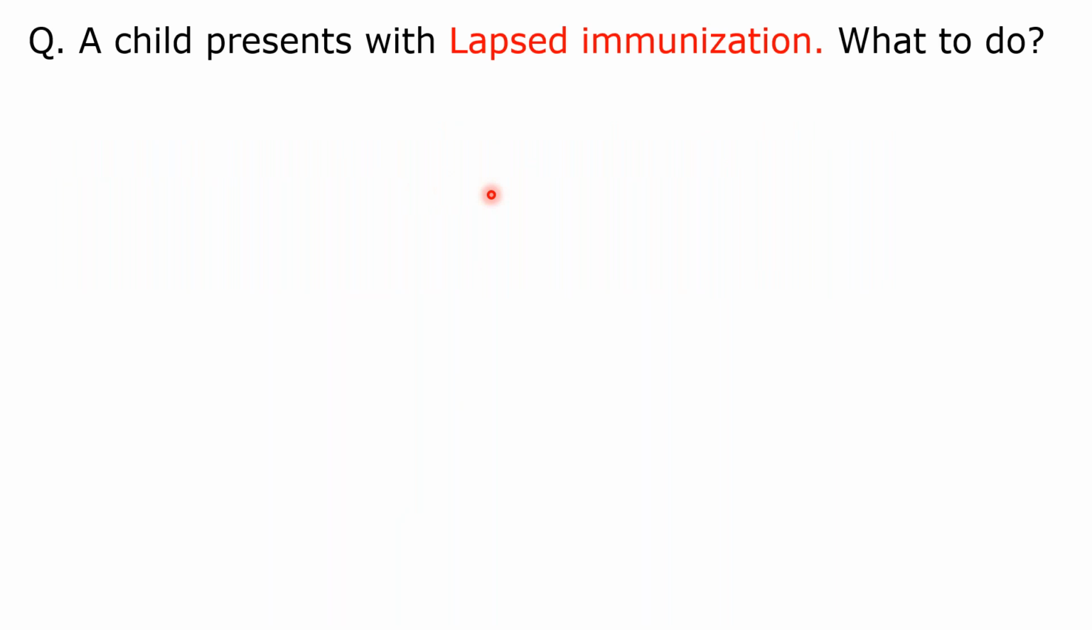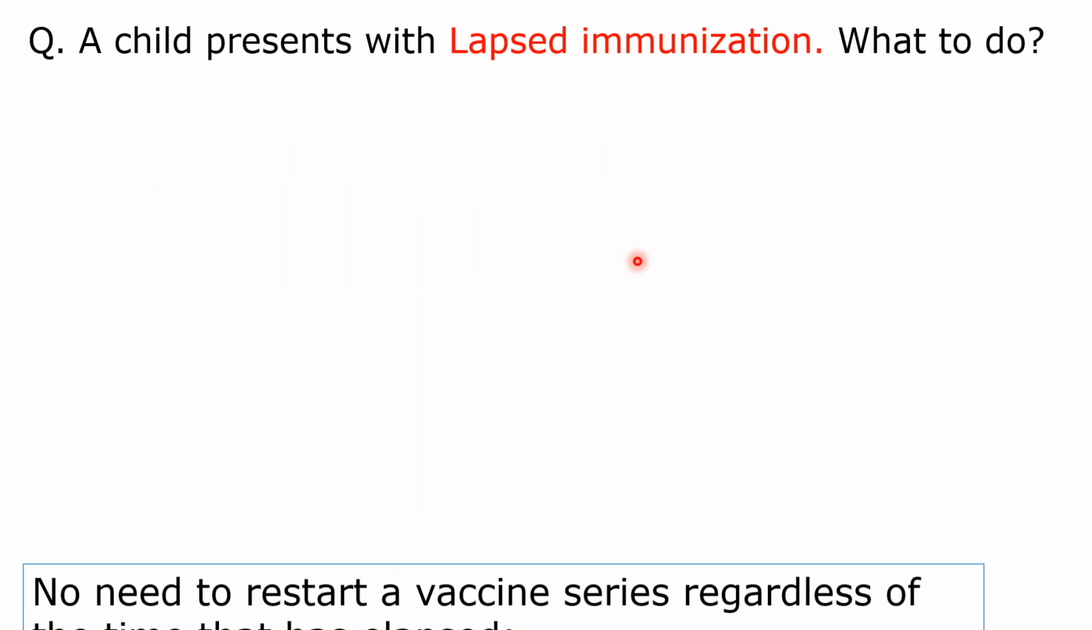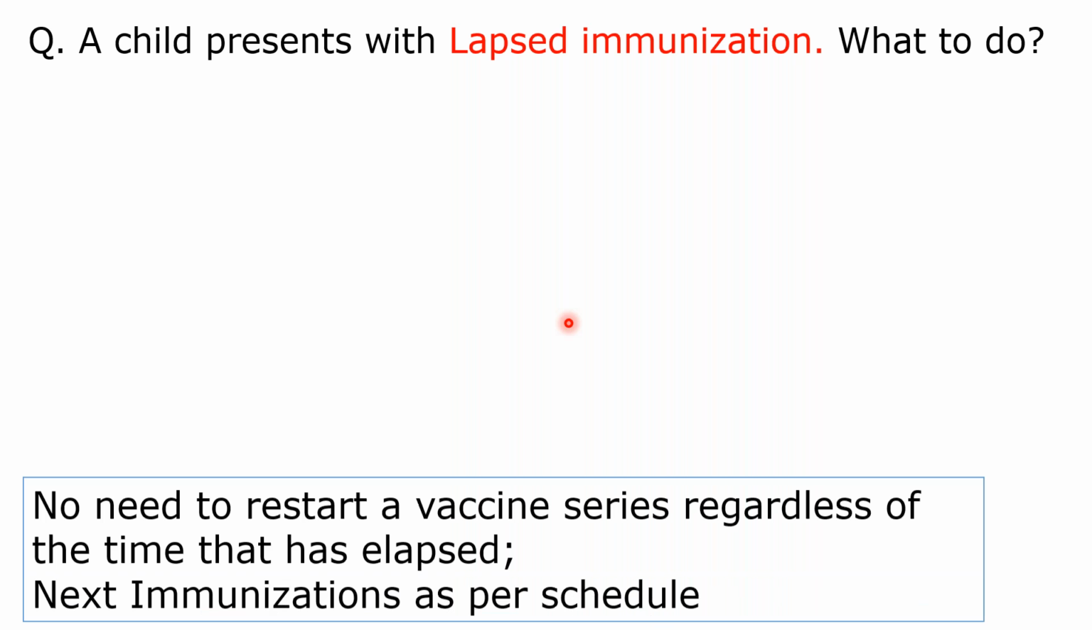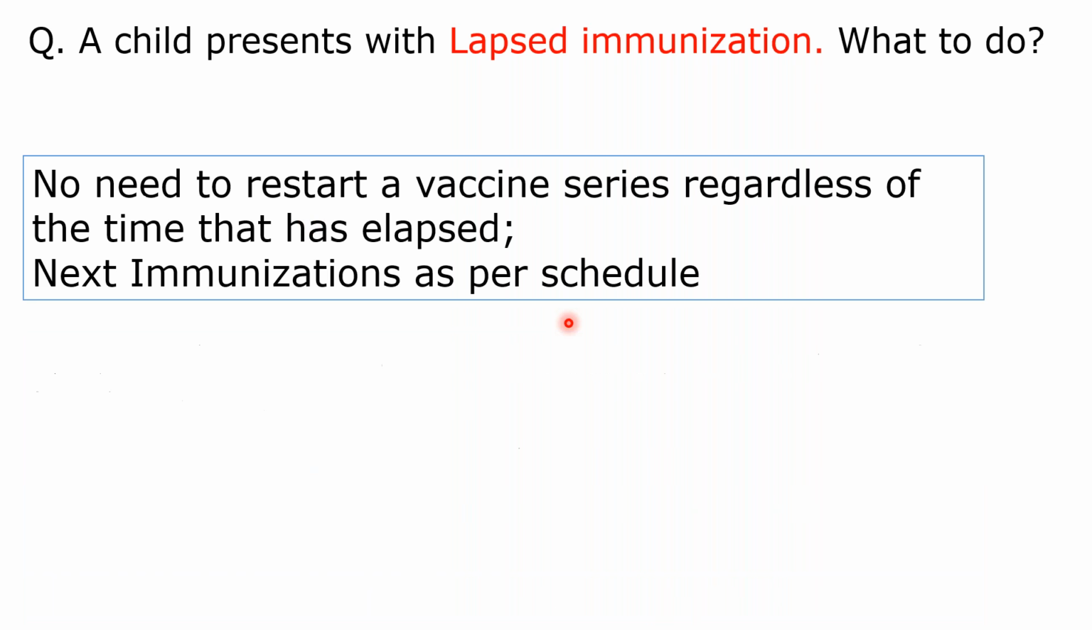If a child presents with late immunization, what to do? So if the vaccine was due on say 10th of April, but the parents got the child on say 10th of May, then what should you do? Should you restart the immunization series? No. So no need to restart a vaccine series regardless of the time that has elapsed. The next immunizations can be given as per the schedule. Okay.